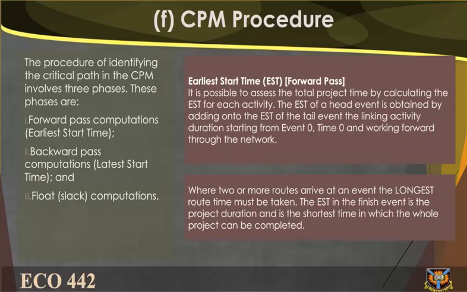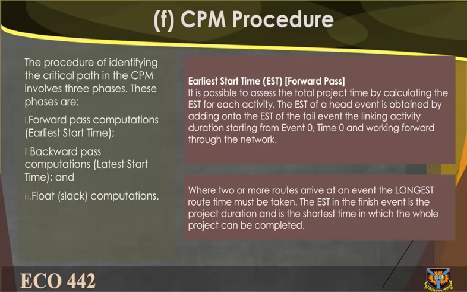F. CPM procedure. The procedure of identifying the critical path in the CPM involves 3 phases. These phases are 1. Forward pass computations, earliest start time. 2. Backward pass computations, latest start time. And 3. Float (slack) computations.